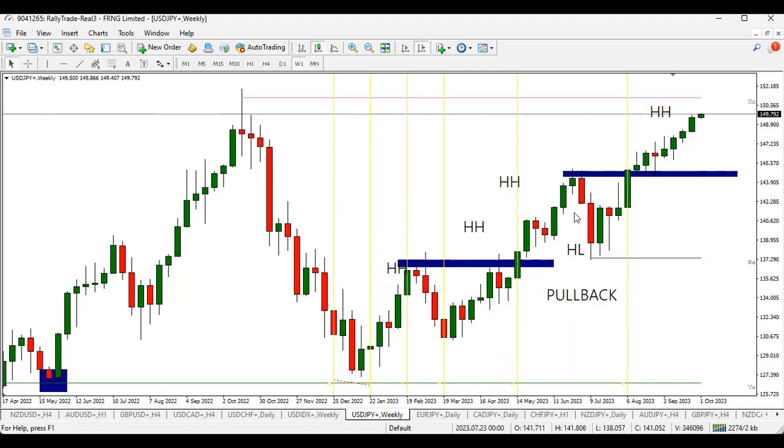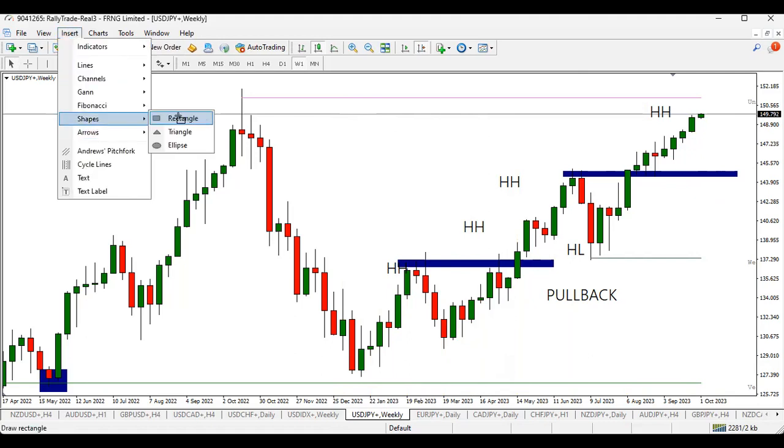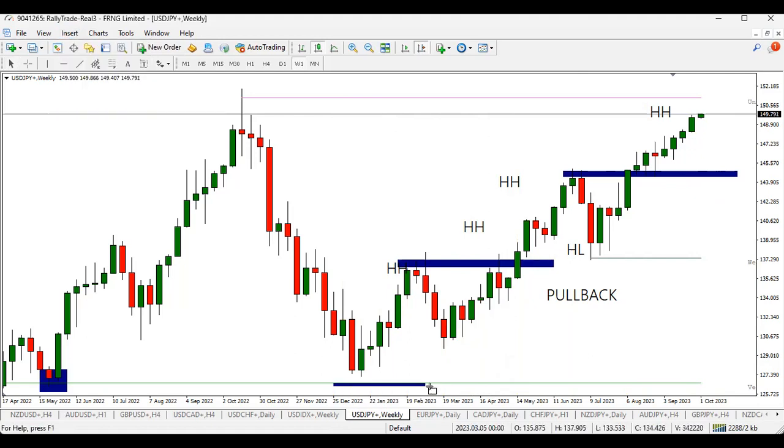And then my TP would be anywhere above, but it must not be above a resistance. This is where my stop loss will be, below the previous higher low. It's as simple as that.